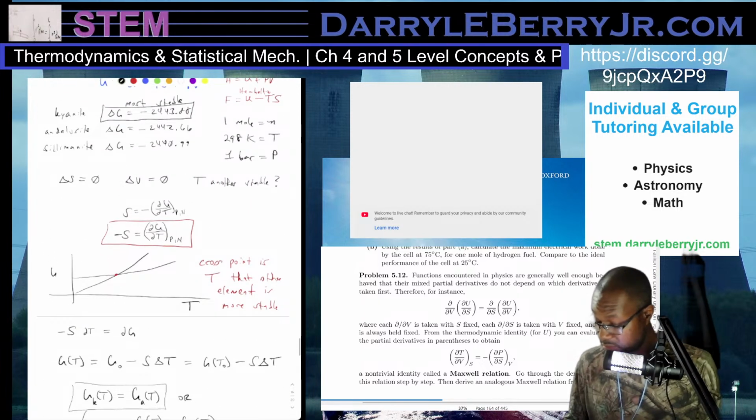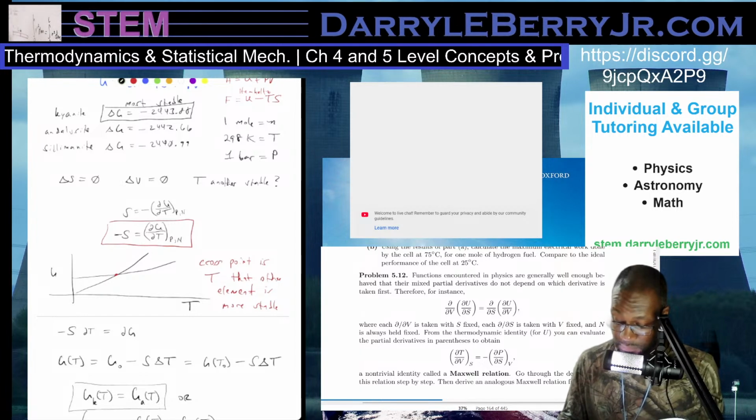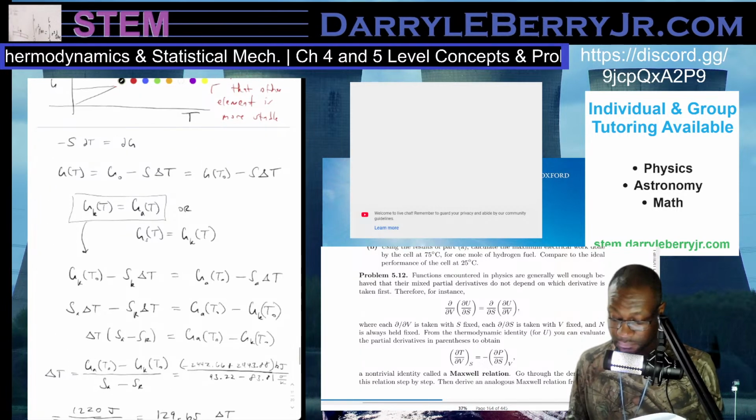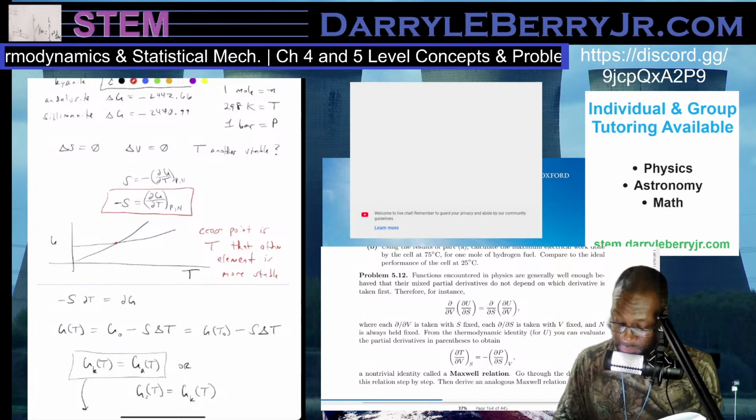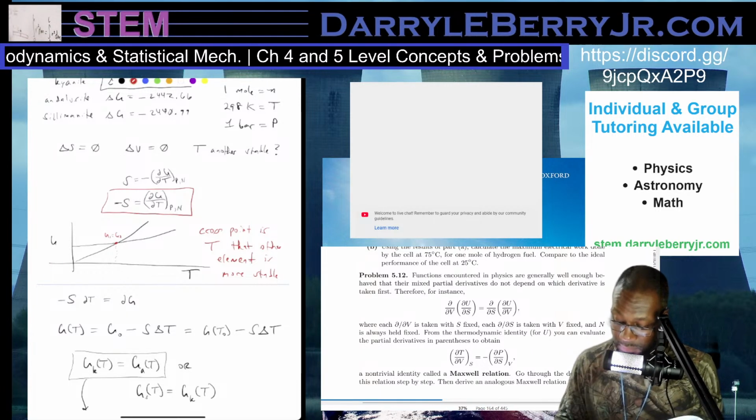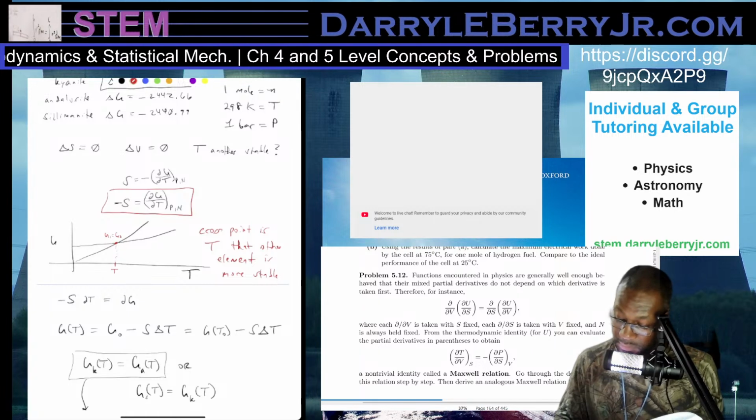Actually, while I'm looking at this, oh, that's good. Actually, hold up. So I wanted to... G1 equals G2 T of crossing.